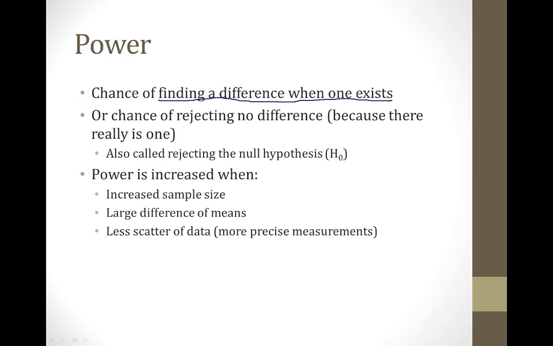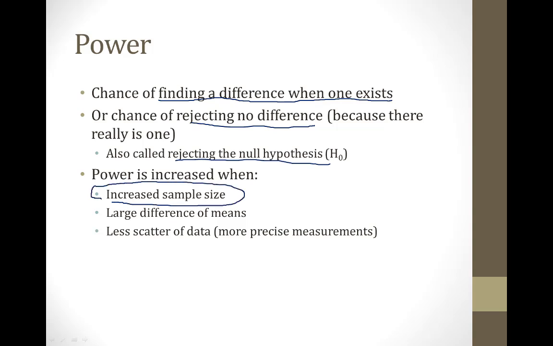We like to do experiments that have a high power, so it means that they're very likely to detect real differences. You can also think of it as the chance of rejecting no difference because there really is one. This is also called rejecting the null hypothesis. And it's very high yield to know the things that increase the power. So power is increased when you have more samples.